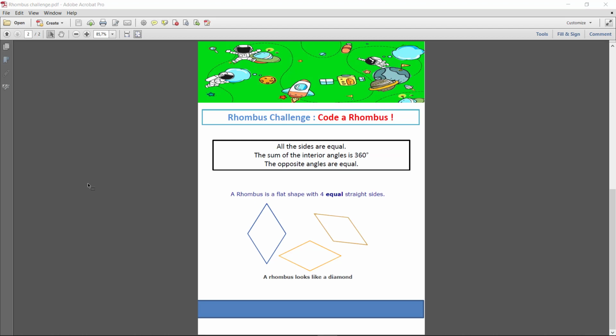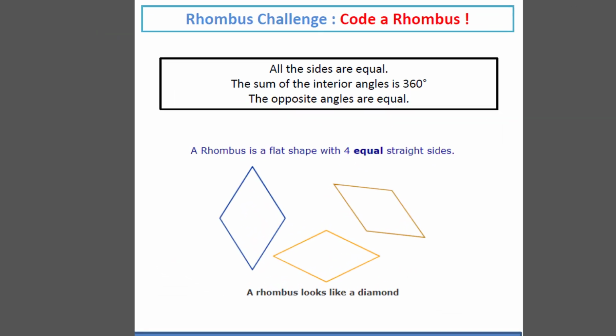Now the challenge, for those of you that need a quick reminder, is that you basically need to code a rhombus. And we have the attributes of the rhombus here to help you with this. So we said that a rhombus basically looks like a diamond. And a rhombus is a flat shape with four equal straight sides. All the sides are equal, the sum of the interior angles is 360 degrees, and the opposite angles are also equal. So, using that, let's code a rhombus quickly.